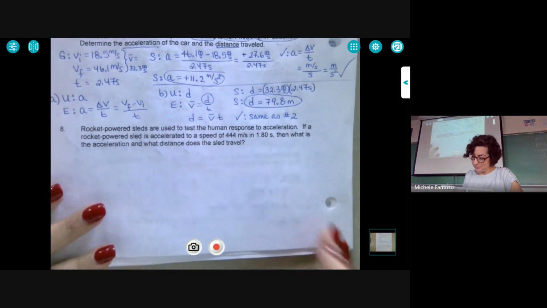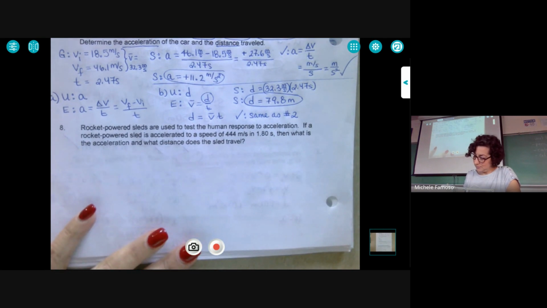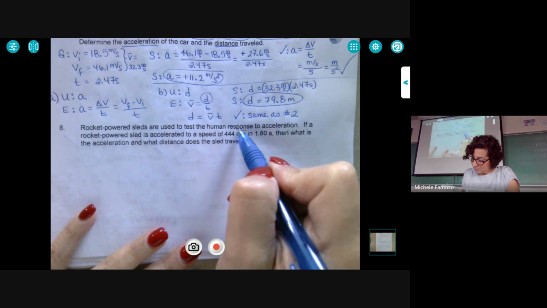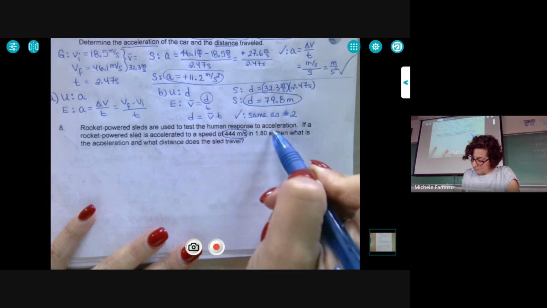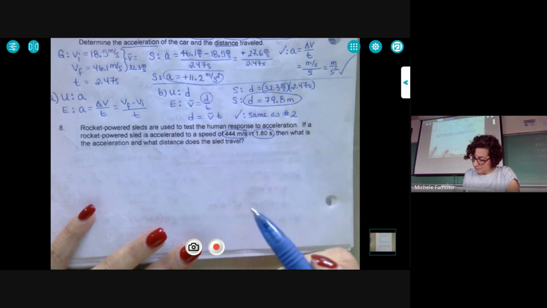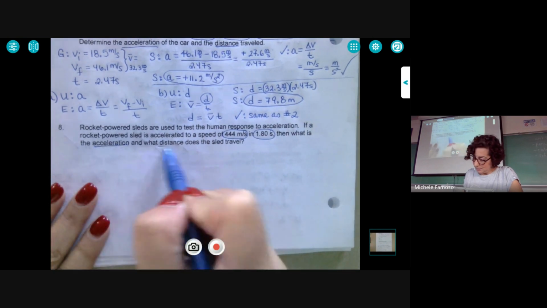Rocket powered starts with the successful beginning response to acceleration. Like a rocket powered start is started at a speed of 444 meters per second in 1.8 seconds. There was no acceleration of just the second step.